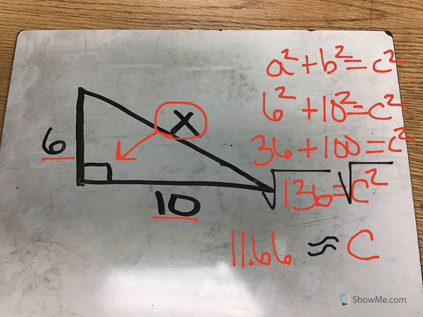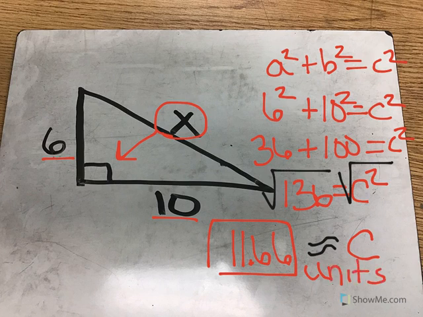So if I wanted to know how long x was, it is approximately 11.66 units, 11 and 66 hundredths units long. I didn't give you feet or miles or inches, so it's 11.66 units. All right, that's how you find it.